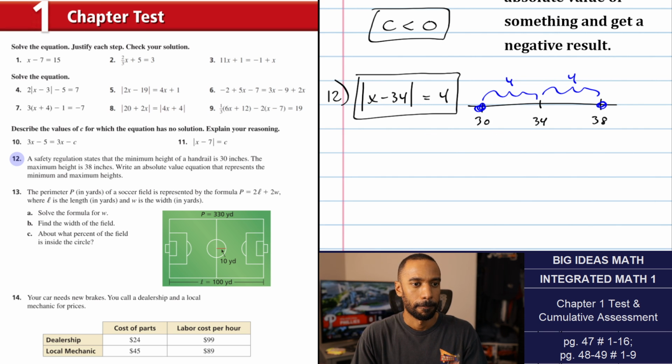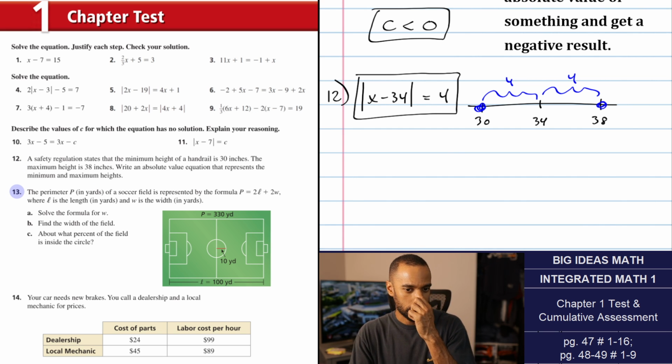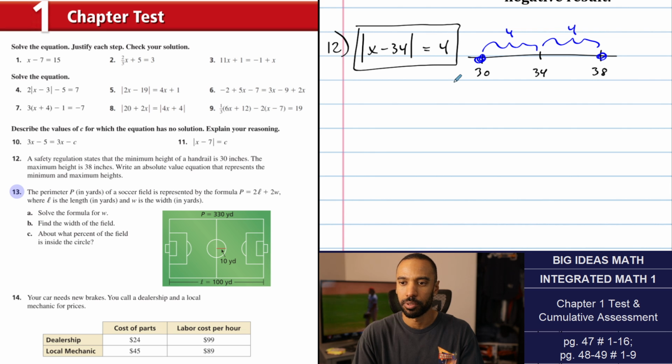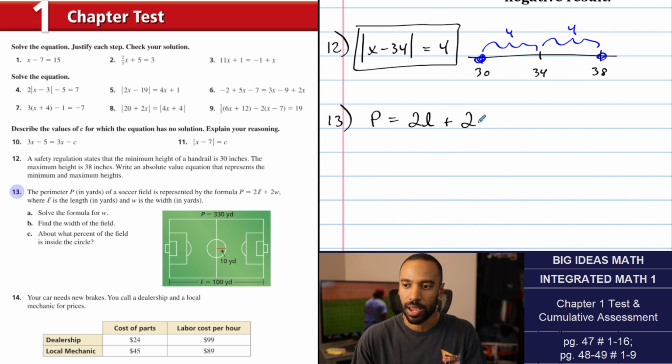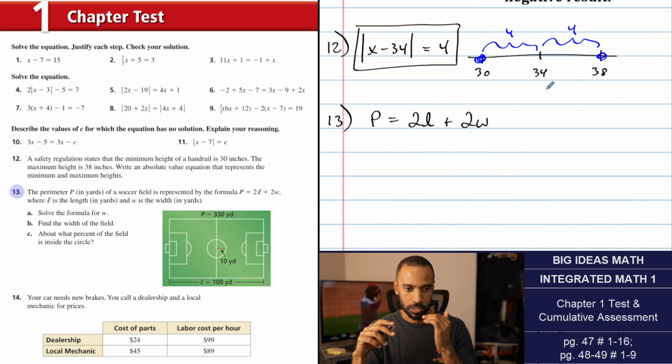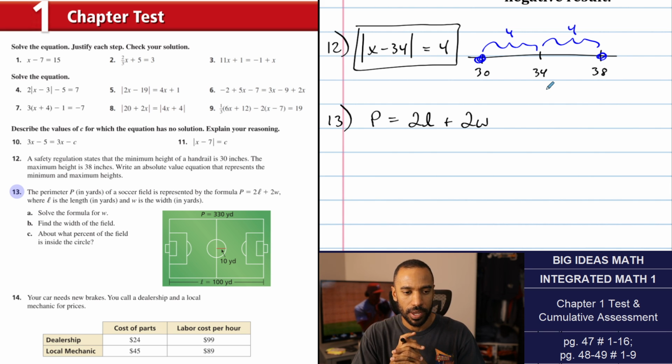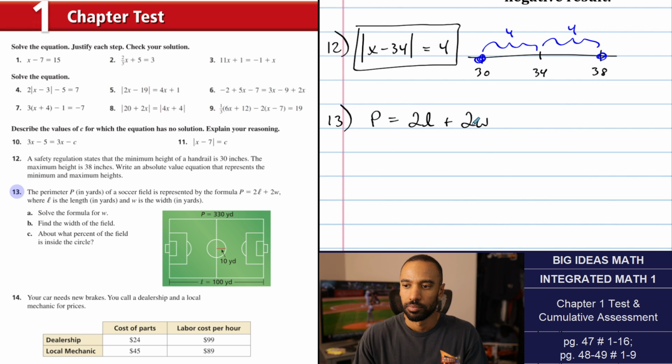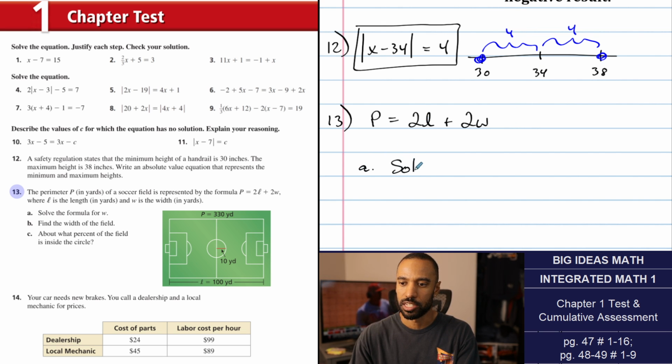Okay, number 13. The perimeter P in yards of a soccer field is represented by the formula P equals 2L plus 2W. Soccer field is rectangular, and in a rectangle you have equal lengths and widths, so that's what they're adding, the 2 lengths and the 2 widths. They said where L is the length in yards and W is the width in yards, solve the formula for W. So solving for W, this is part A, means get W by itself.